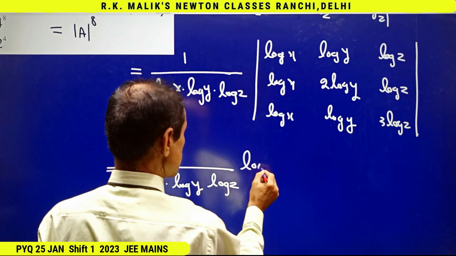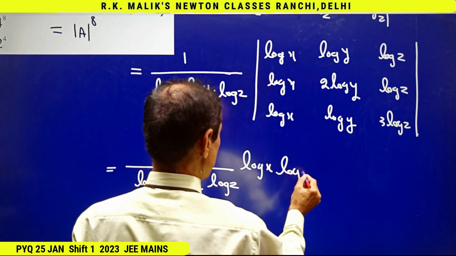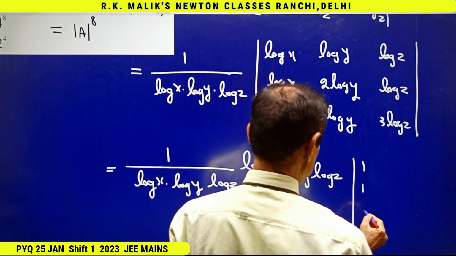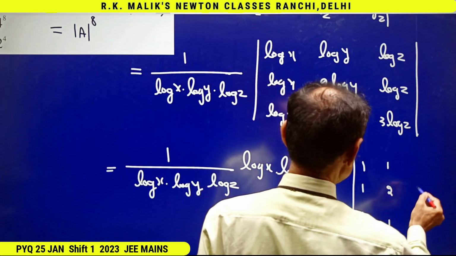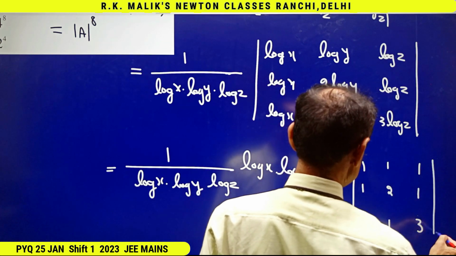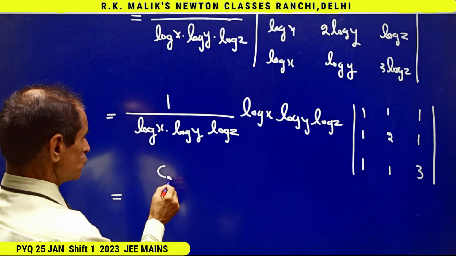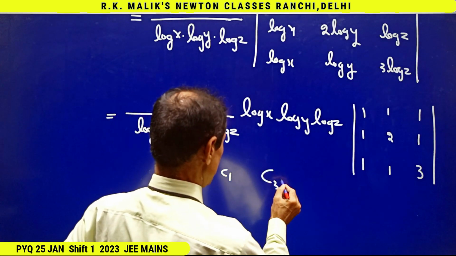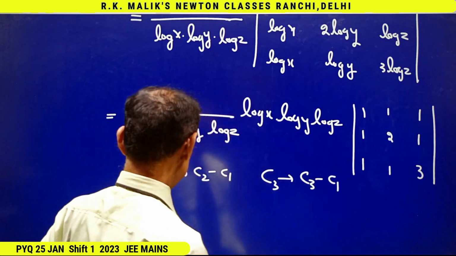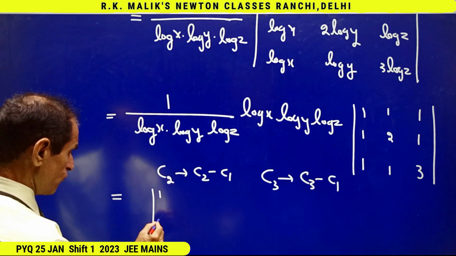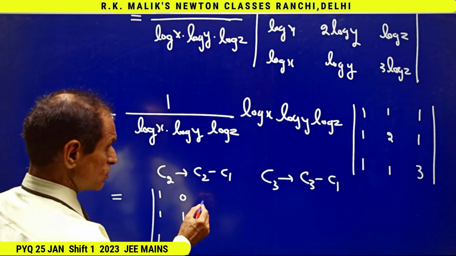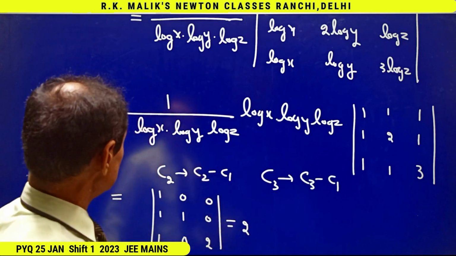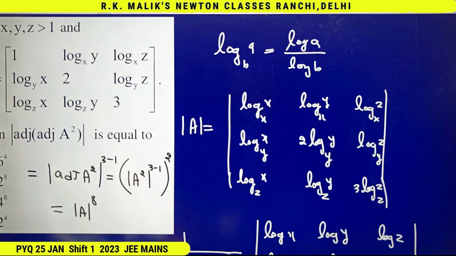I will be getting log x, log y, log z, and here I will be getting 1 1 1, 1 2 1, 1 1 3, and this is equal to, using C2 changes to C2 minus C1 and C3 also changes to C3 minus C1, we get 1 1 1, 0 1 0, 0 0 2, and clearly this is equal to 2. Hence the value of determinant A is 2.